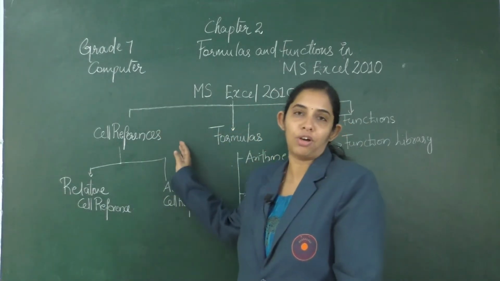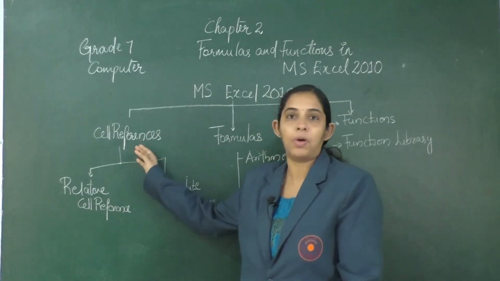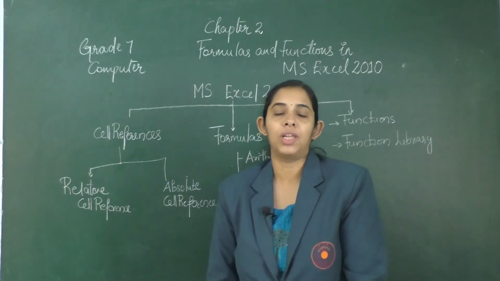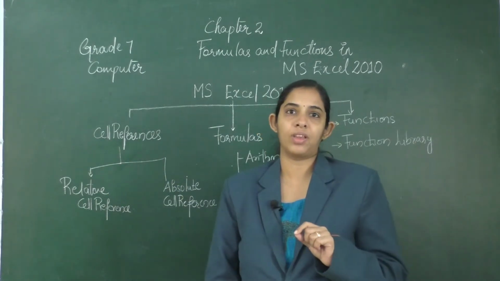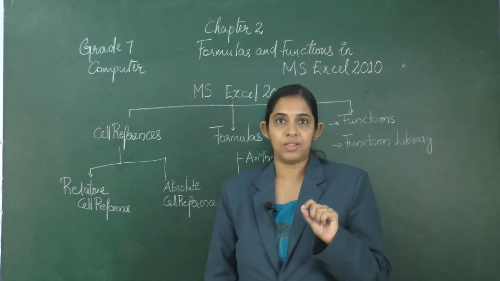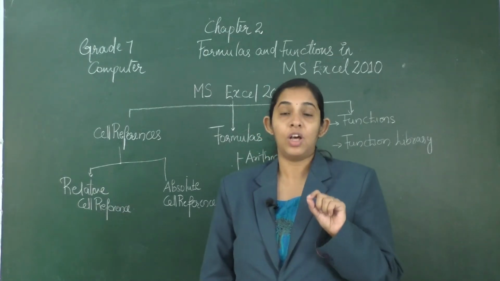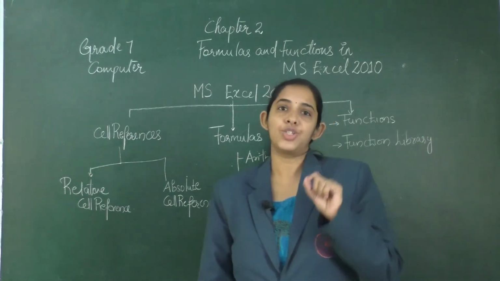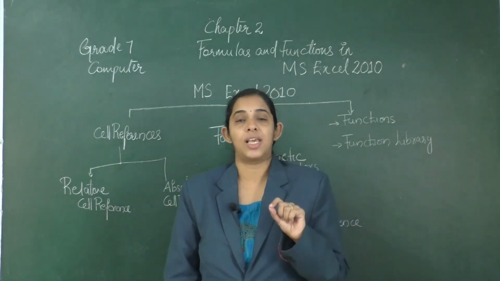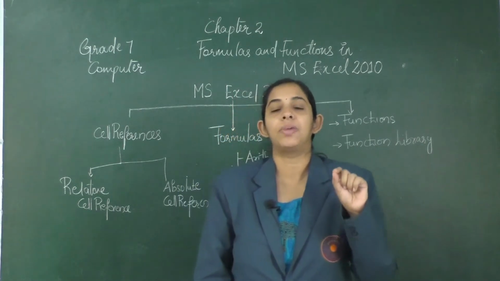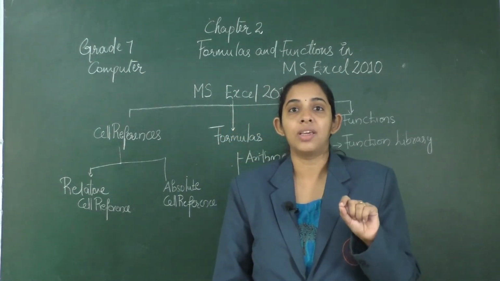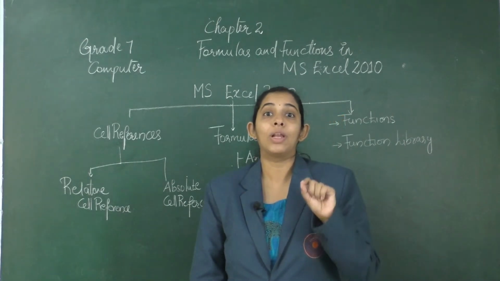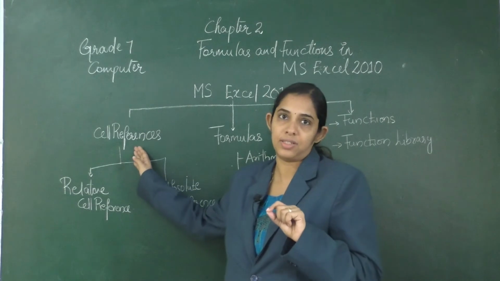In the first section of the chapter, we have discussed cell references. Children, all of you might be very familiar with what an address is. Each one of you can be located by mentioning your address. Like that, in an Excel sheet also, each cell or the data in each cell can be accessed by mentioning its address. The address of a cell in an Excel sheet, we call it a cell reference.